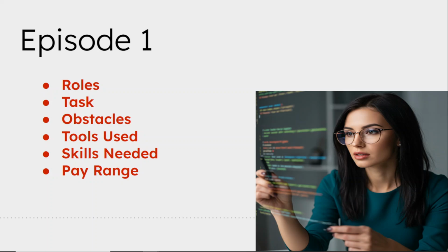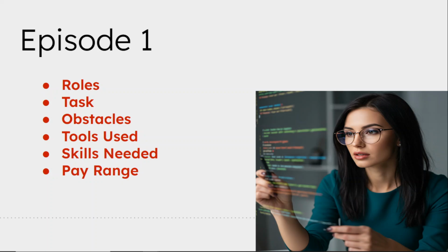And one skill I'll say that you need to have is domain knowledge. Out of all of these, the biggest thing to be a successful data analyst is to have domain knowledge. Knowing stuff about the data, understanding your data, that is going to help you and drive you further in your career. Now let's talk about pay range.